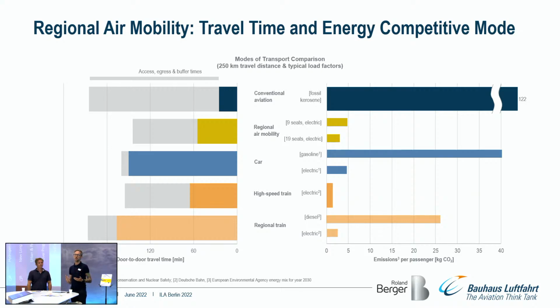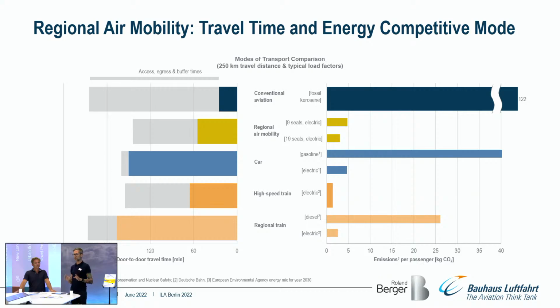So if we have direct competition with high-speed trains and regional trains, then we also have to admit that we're still flying, and we still consume a little bit more energy than those modes of transport. However, if you look at electric cars, we are really competitive compared to electrically driven cars. So these are the examples given for Germany.